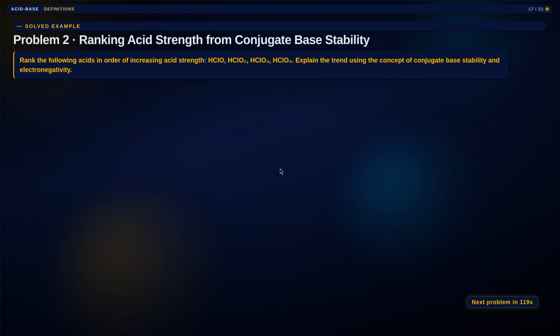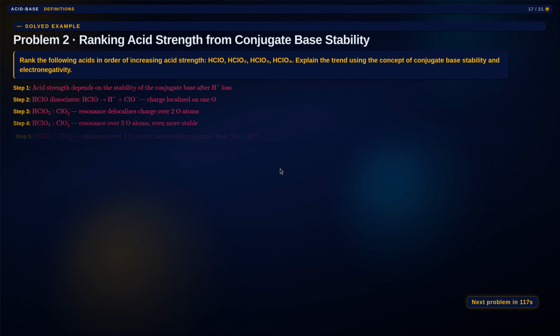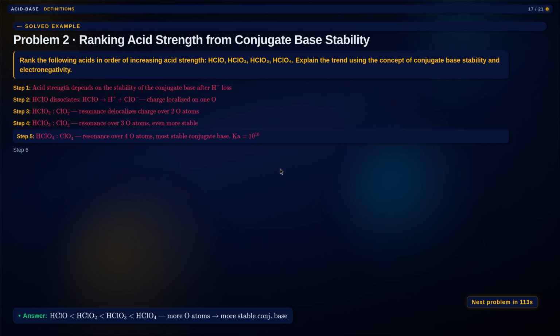Problem 2. Ranking acid strength from conjugate base stability. Rank HClO, HClO2, HClO3, HClO4 in order of increasing acid strength. Step 1. Acid strength depends on conjugate base stability after H+ loss. Step 2. HClO dissociates into H+ and ClO-, charge localized on one oxygen.